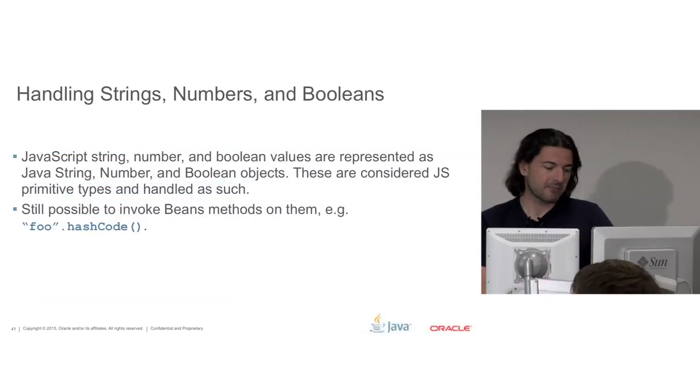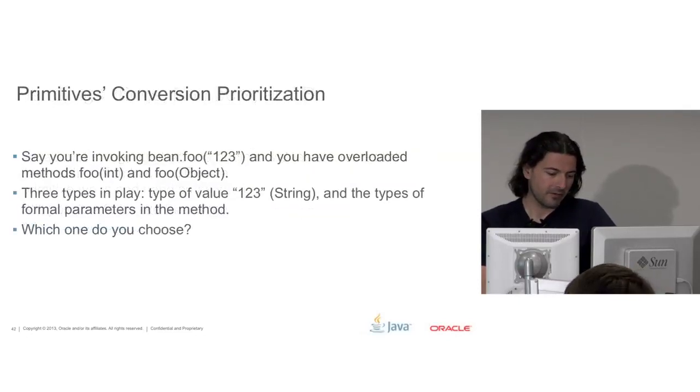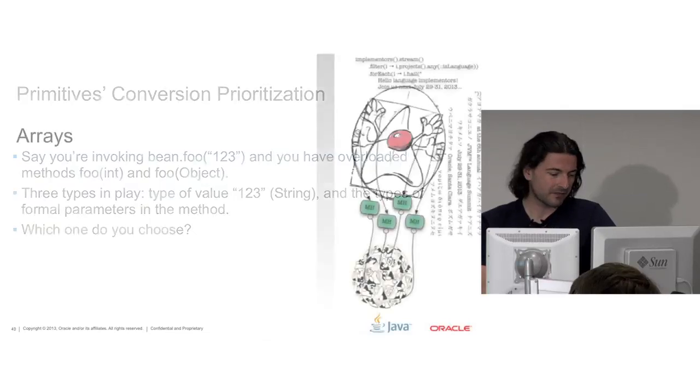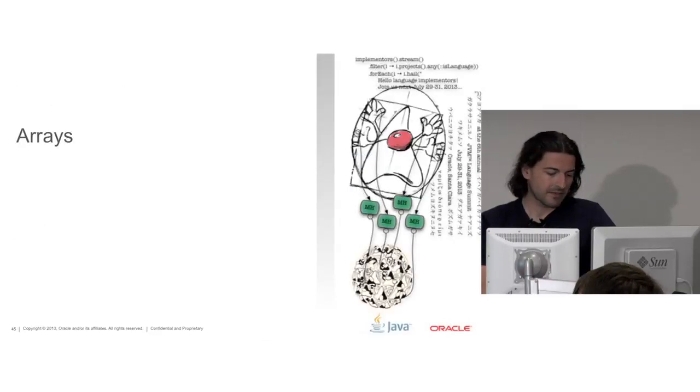Strings, numbers, booleans, pretty much the same thing. The problem is they are considered JavaScript primitives, so JavaScript primitive values, string, boolean, and number, are implemented using the box numbers and booleans and strings. They pretty much behave as such, except that we also allow invocation of Java methods on them. So you can do things like foo.hashCode, and hashCode obviously only exists in java.lang.String. It doesn't exist on the JavaScript version. Primitive conversion prioritization, I'll skip this because I will be running out of time. And I showed you this already.